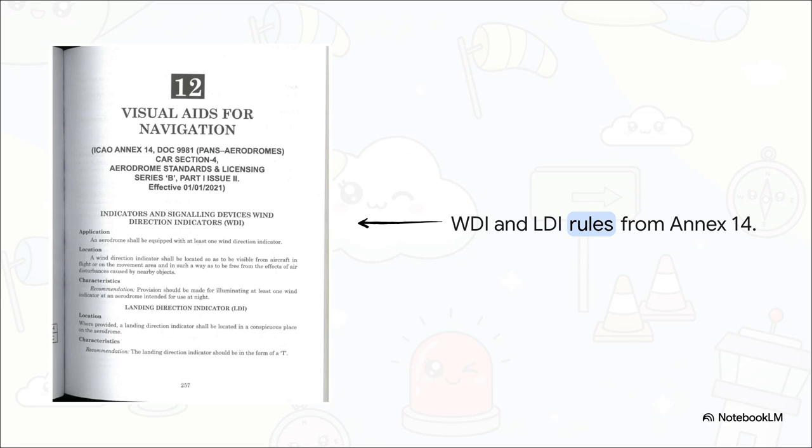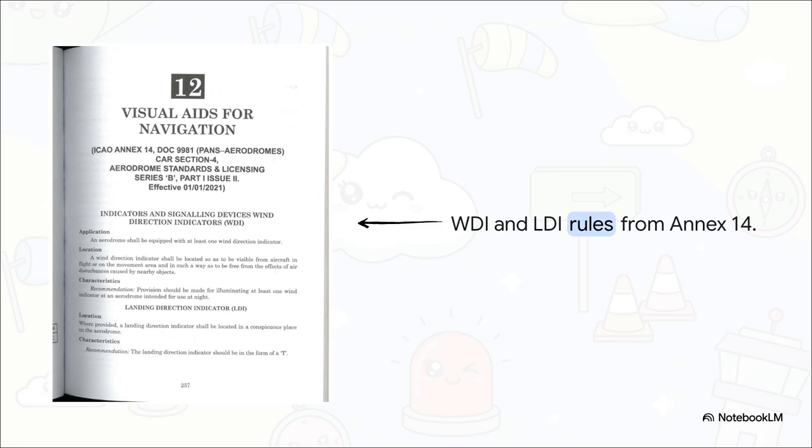Okay, so when you're approaching an aerodrome, you absolutely need to know what the wind is doing and how the local traffic is flowing. It's fundamental. The regulations actually mandate that an aerodrome shall be equipped with at least one wind direction indicator, or WDI. And it makes sense, right? It has to be clearly visible from an aircraft in flight and placed completely free from any air disturbances caused by nearby buildings or trees.